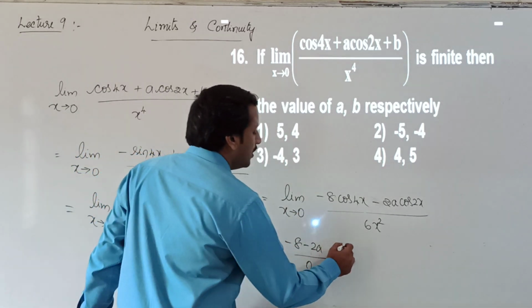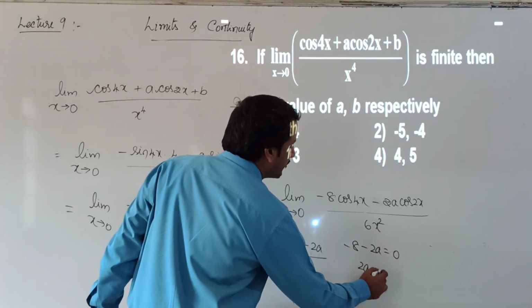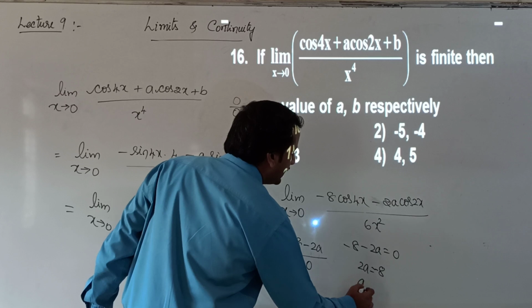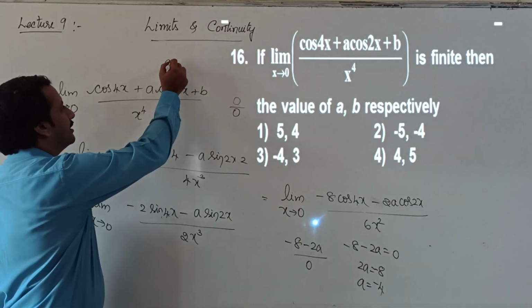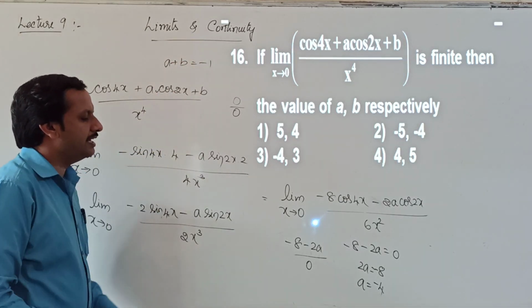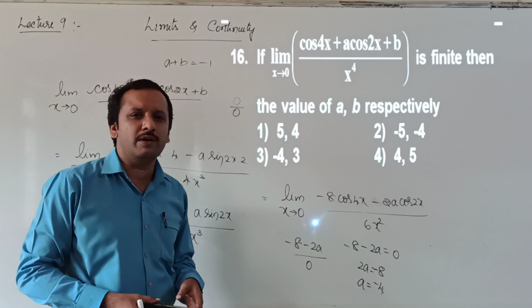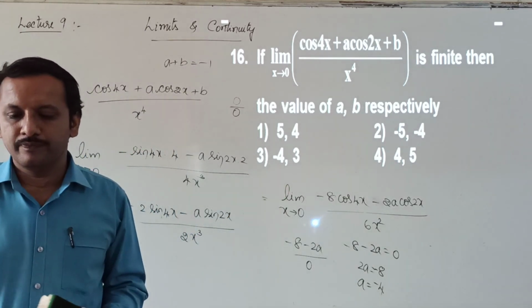Minus 8 minus 2a is equal to 0, so 2a is equal to minus 8, hence a is equal to minus 4. Already we have seen that a plus b is equal to minus 1, so when a is minus 4, b must be equal to 3. So in that way we can get the answer. Okay. Next question.